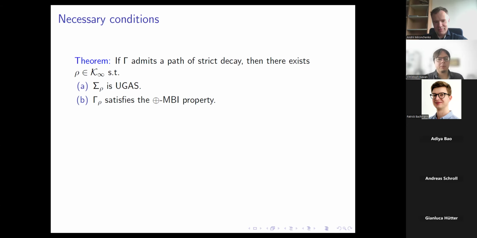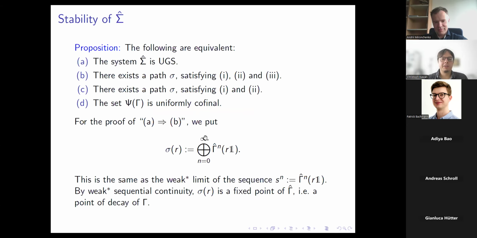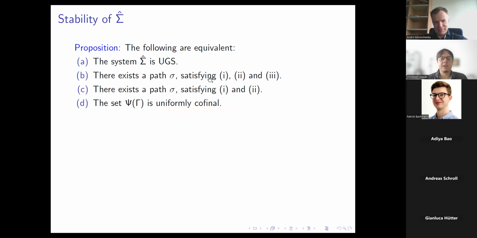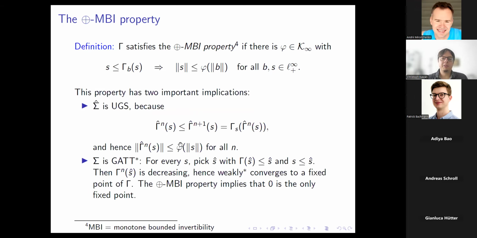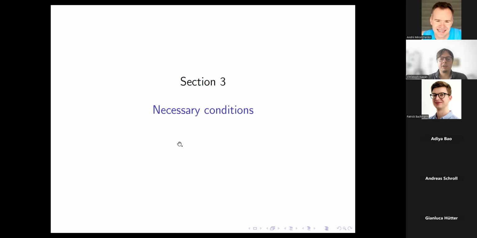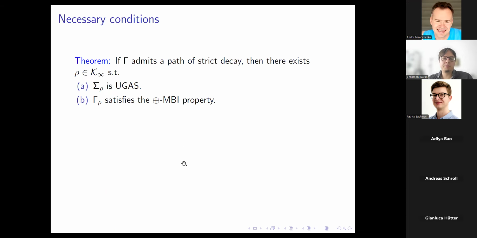So we already have now a necessary condition for the existence of a path. You can interpret this as a necessary condition, because if a path exists, then in particular a path with the first three properties exists. So a necessary condition is that this sigma hat system is UGS. But maybe we have some more necessary conditions. And indeed, we can prove this theorem.